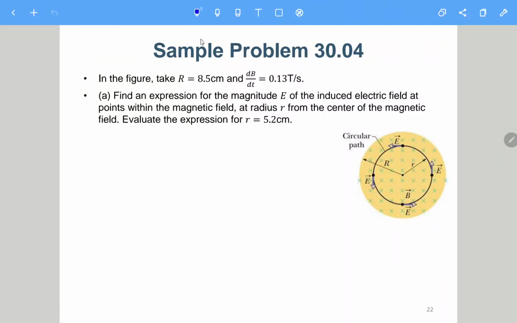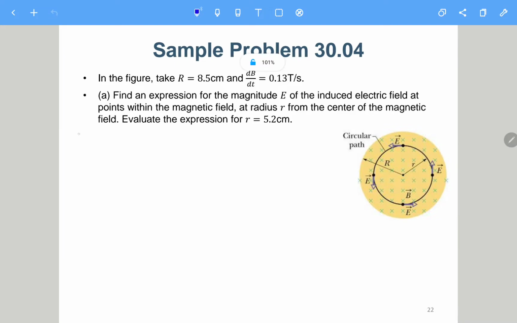Here, let's take a look at this sample problem. It says in the figure it takes R to be this value and dB/dt to be this value. So find the expression for the magnitude E of the induced E field at the point within the magnetic field at radius r. r is smaller than this capital R. So small r is 5.2 centimeters. Capital R is 8.5 centimeters. Okay, so of course here we will use Faraday's law.